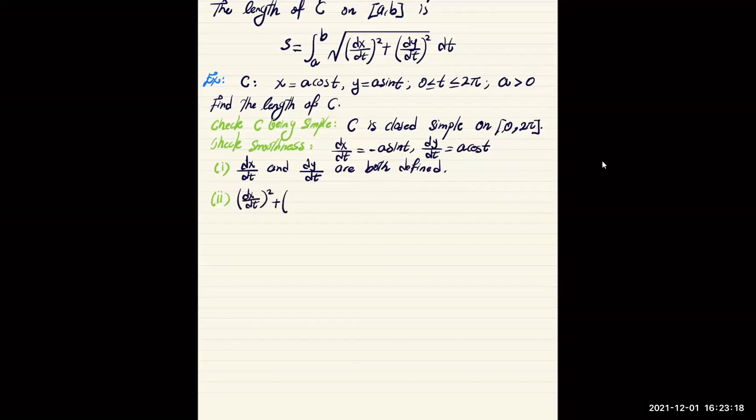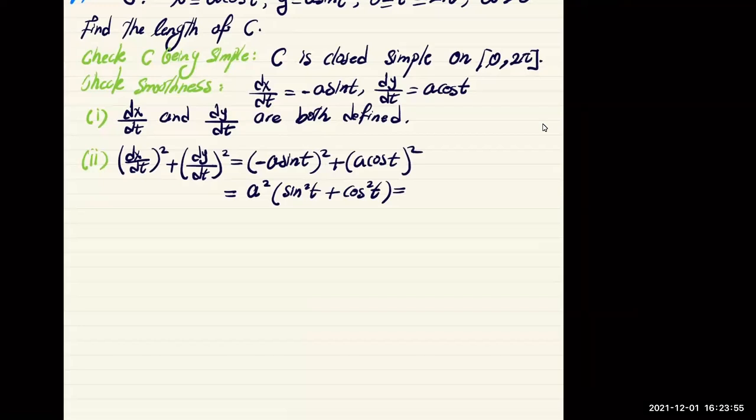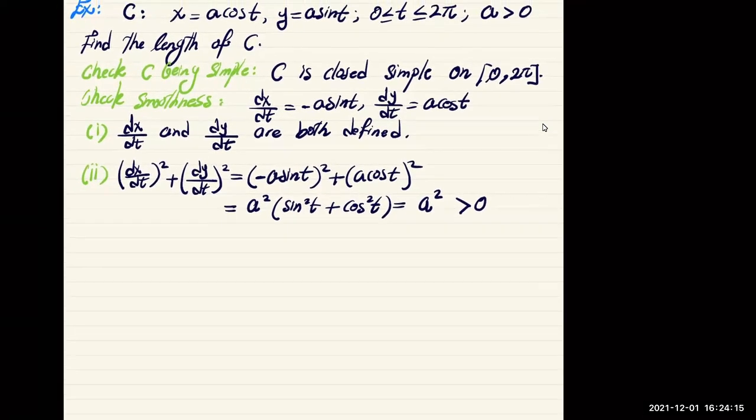We'll look at (dx/dt) squared plus (dy/dt) squared. That's negative a sine t, we square that, and add a cosine t squared. Both of these squares have an a squared, so you can take that a squared out. That leaves you with sine squared t plus cosine squared t, and we know that is 1, by the Pythagorean identity. So it's 1 times a squared, which is a squared. And we know that a squared is never zero because they tell us a is positive. A is the radius. It can't be zero. That's positive, so it checks out.